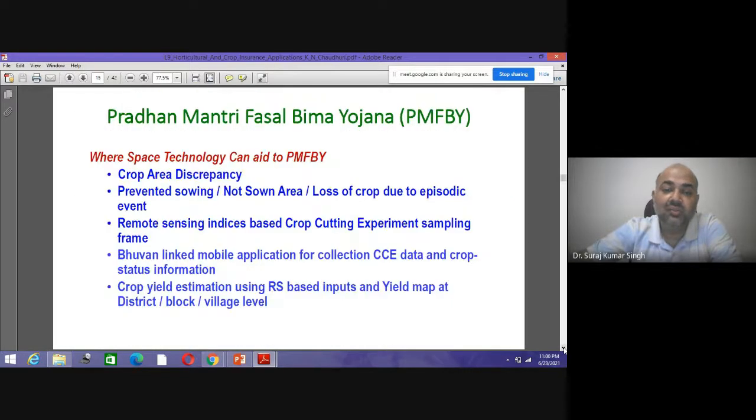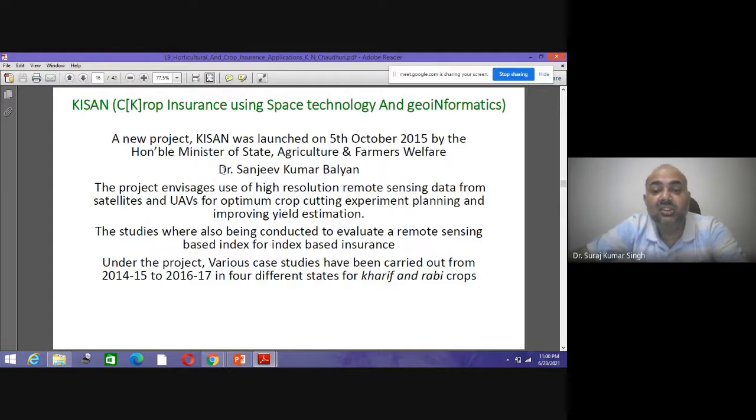So you can see a lot of scheme components coming and how remote sensing helps. It will provide crop area discrimination, prevented sowing and not sown area, loss of crop due to epidemic episodes, remote sensing indices based crop cutting experiment sampling frame, a mobile application for collecting CCE data and crop status information, and crop yield estimation using RS based inputs and yield maps at district, block, and village level. So you can see that remote sensing and GIS help a lot in the crop cutting estimation for crop insurance.